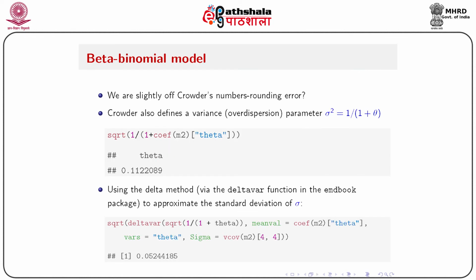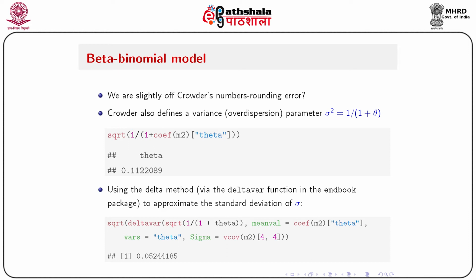We are slightly off Crowder's number, a rounding error. So Crowder also defined a variance parameter sigma squared equals 1 by 1 plus theta. So square root of 1 by 1 plus coef(M2)["theta"] will give you the standard error of theta. The variance of this theta will be given by this.